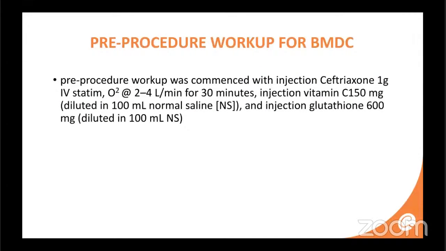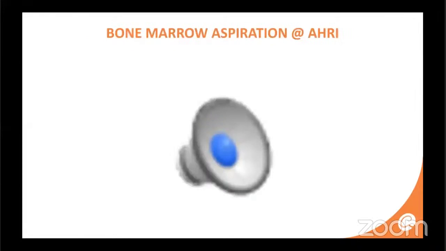Now, pre-procedure, we give the patient an antibiotic, mostly cephalosporins, which are the safest category of antibiotics. Apart from that, we also give the patient oxygen at the rate of 2 to 4 liters per minute for 30 minutes, and glutathione at a dose of 600 milligrams, and vitamin C at 150 milligrams, as this helps in the peripheral mobilization of the stem cells.